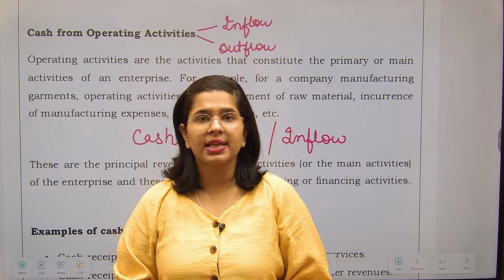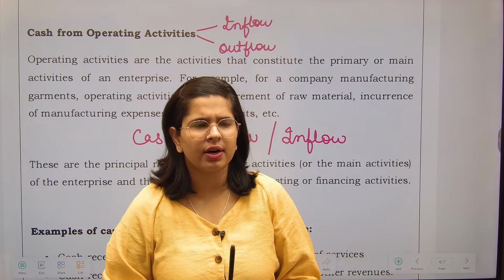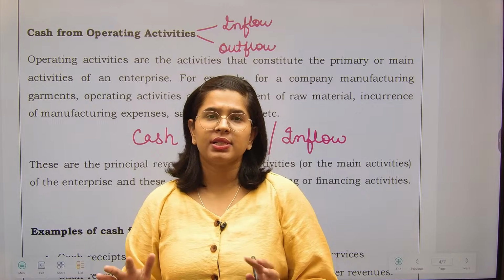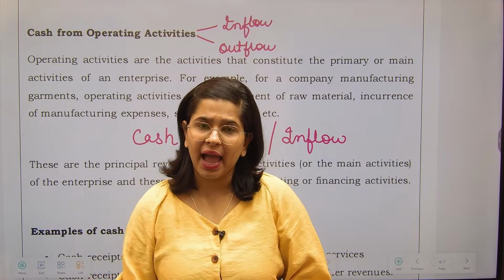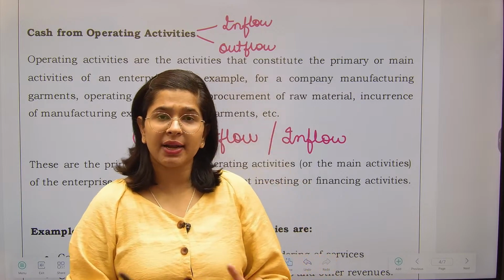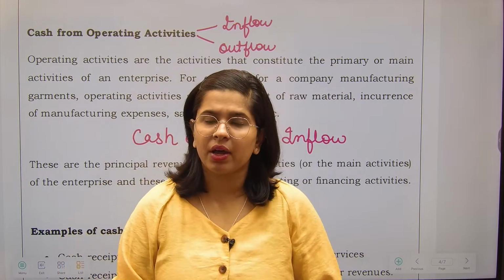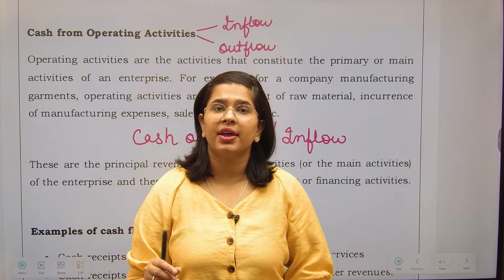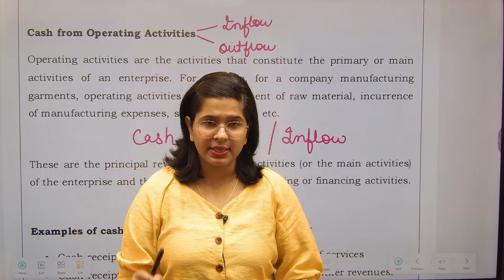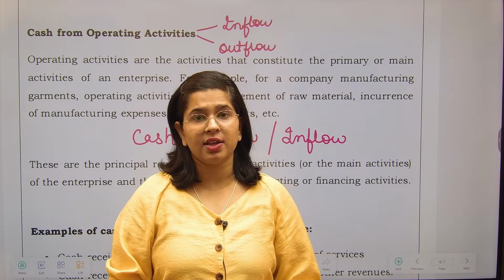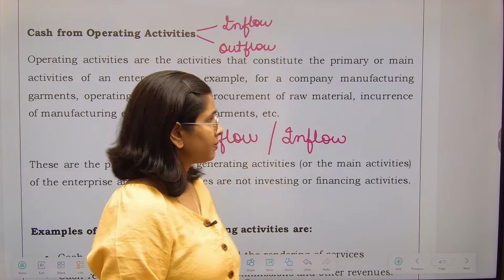A person who is having a business of selling fruits and vegetables, right? So fruits and vegetables selling, it is an operating activity. A company which is involved in the manufacture of cosmetic products, that is its operating activity, right? So the activity which is the main revenue generating source of business for which the business has been started, it is called the operating activity.